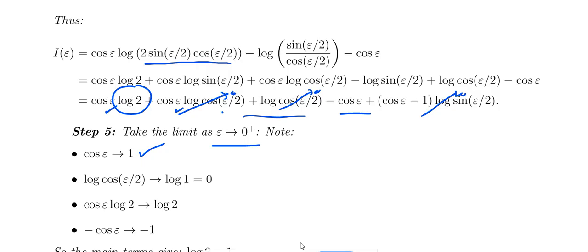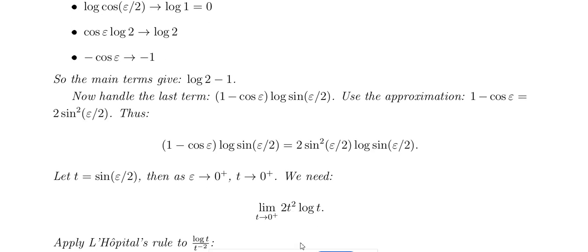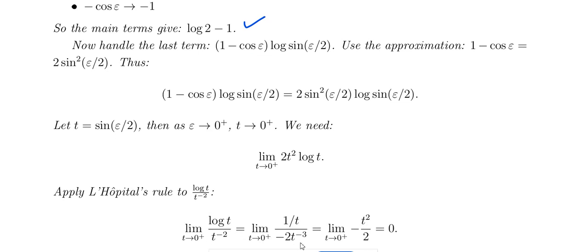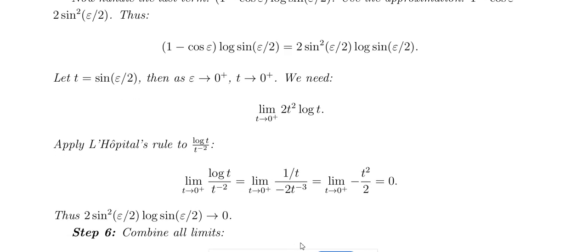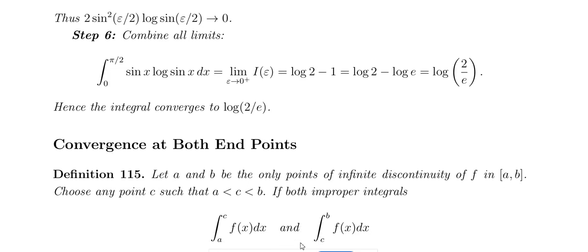Okay, so from this what is the conclusion? That is called the log 2 minus 1 is the answer. So log 2 minus 1 க்கு வந்து 1 ஐ log e ன்னு எழுதலாம். So quotient rule apply பண்ண log 2 by e. So the integral of this value is log 2 by e, but it is the improper integral.